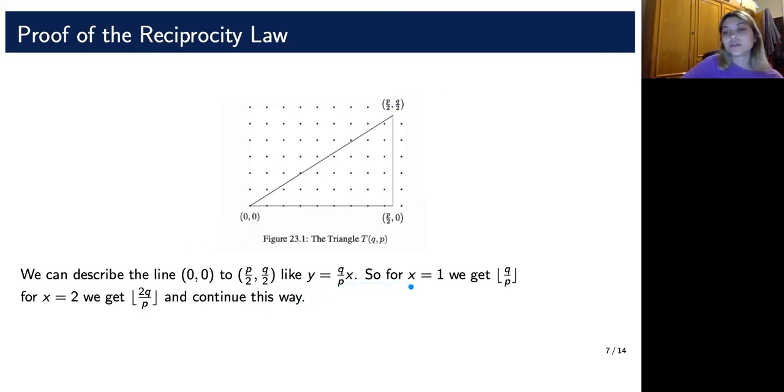So for x equal to 1, we get the integer part of Q over P. And for x equal to 2, we get the integer part of 2Q over P. And this is going to continue this way. Also notice that there are no integer points on the diagonal line of the rectangle except for the point (0, 0), because the slope of this line is Q over P, and we assume that these primes do not divide each other.